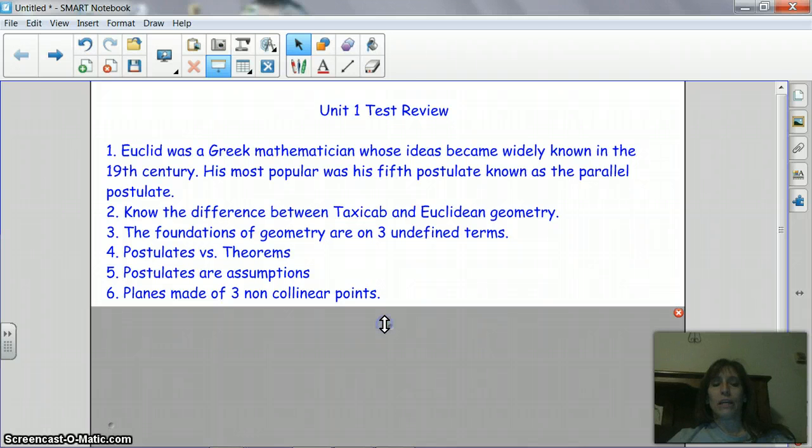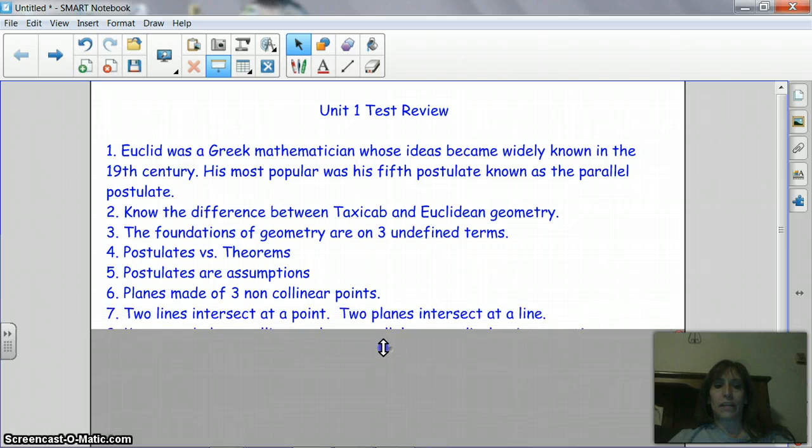Okay? Planes are made of three non-collinear points. Now, if you remember, if you have three collinear points, they could be on a line, but that does not make a plane. Planes are made of three non-collinear points. Alright, next we have two lines intersect at a point. If you remember, we talked about that. They intersect at a point, and two planes intersect at a line. They make a line down where the two planes meet.